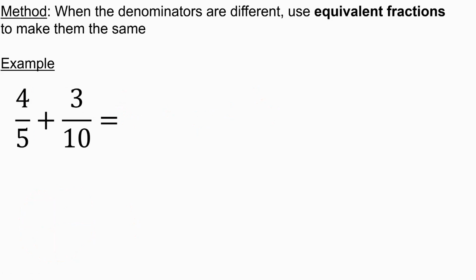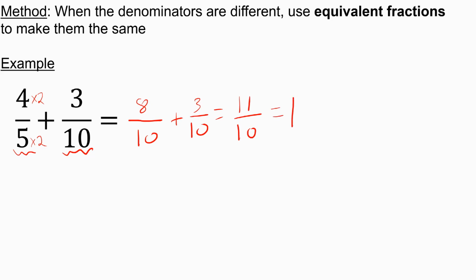Similarly, here I have 4/5 plus 3/10. This will be a little bit trickier to draw out. So here, the lowest common multiple of 5 and 10 is just 10. So to get 10, I multiply the 5 by 2, and therefore I need to multiply the top, or the numerator, by 2 as well to keep the fraction the same. So I have 8/10 plus 3/10, giving me an answer of 11/10. Now 10 goes into 11 once with remainder 1, so the final answer is 1 1/10 as a mixed number.